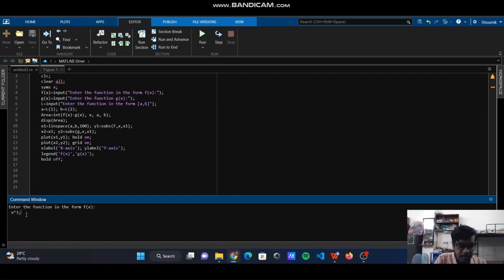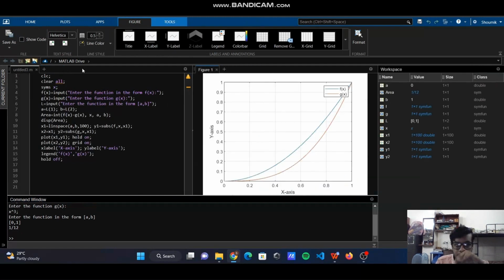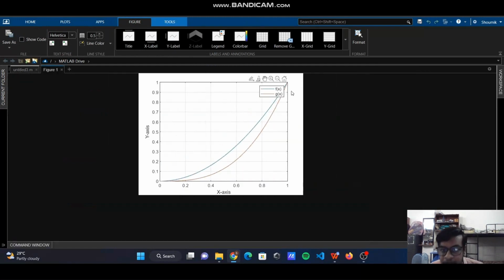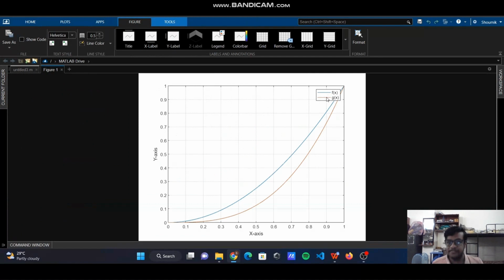Same function, x square, x cube, 0, 1. Beautiful. See, here you can clearly see f of x and g of x. You can see that the blue line, the upper curve, is f of x, and the orange line, the lower one, is g of x.